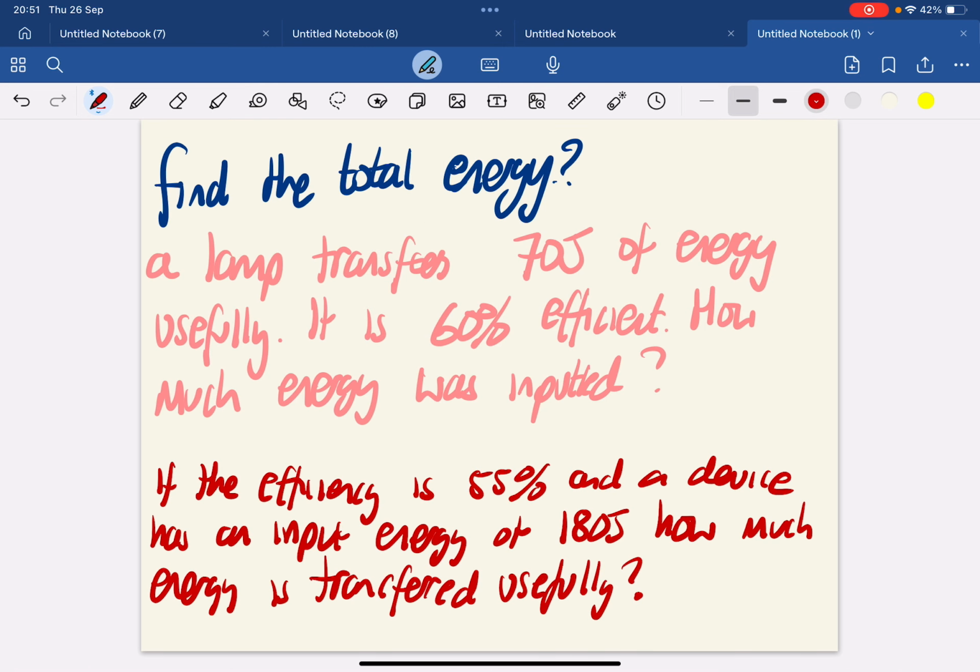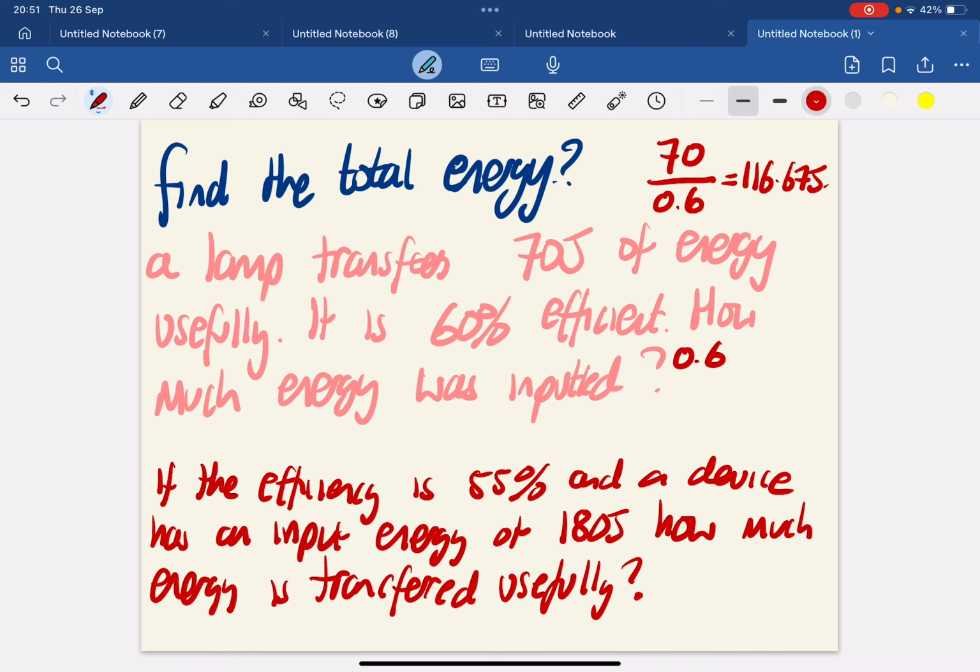A lamp transfers 70 joules of energy usefully. It's 60% efficient. How much energy was inputted? So again, let's have a look at this. We've got 60%. That is going to be 0.6. And we've got 70 joules here. So what's our useful energy? Well, it's going to be 70 divided by our decimal efficiency. So 70 divided by 0.6, and that comes out around about 116.67 joules.